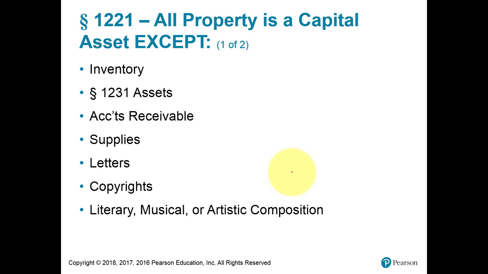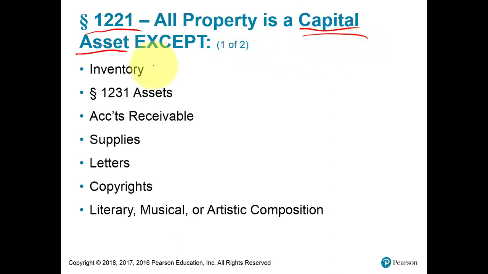So the title of our chapter is Capital Gains and Losses. And you get capital gains and losses when you sell or exchange capital assets. Internal Revenue Code 1221 defines a capital asset by a negative definition, telling you what's not a capital asset. All of these are not capital assets. So if you don't see it on this list, then it is a capital asset.